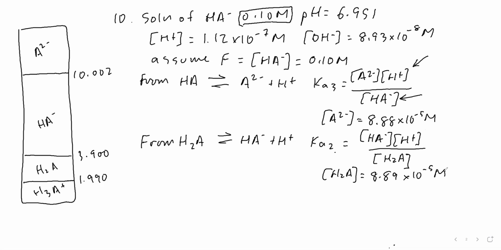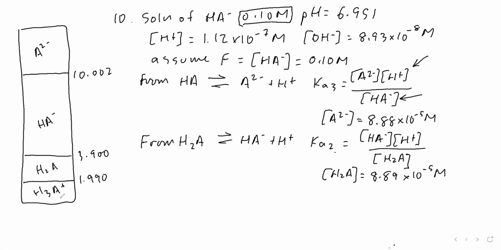And this brings me to just a little sidetrack point, and that is that whenever you have a solution of an intermediate, in this case HA minus, the concentration of its conjugate base and the concentration of its conjugate acid, these two concentrations on either side of HA minus will often be extremely close in concentration to each other. And as we can see, 8.88 times 10 to the minus 5th and 8.89 times 10 to the minus 5th.